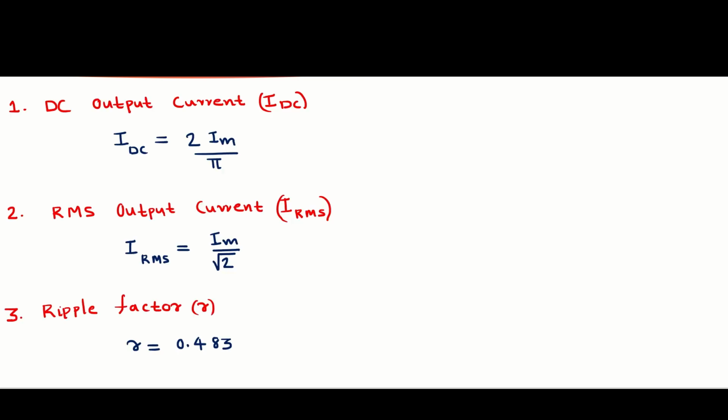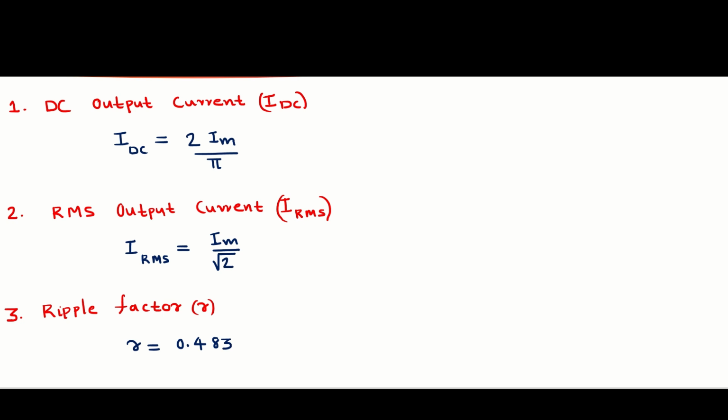In this section, we are going to see the analysis of bridge full wave rectifier. The first parameter is DC output current indicated by IDC. Everyone knows that the DC output current is the average value of output current, which is given by 2Im divided by pi. The center tapped full wave rectifier has also the same value of DC output current.